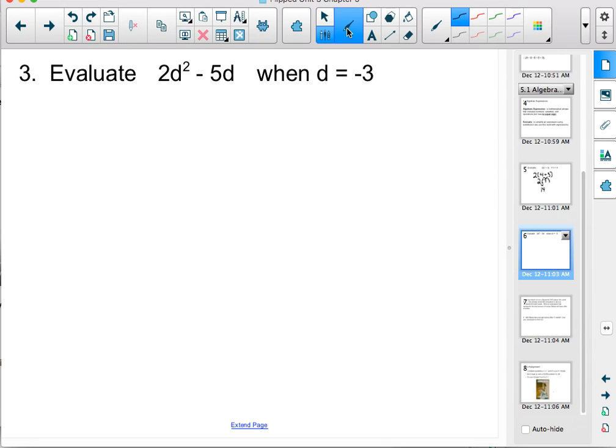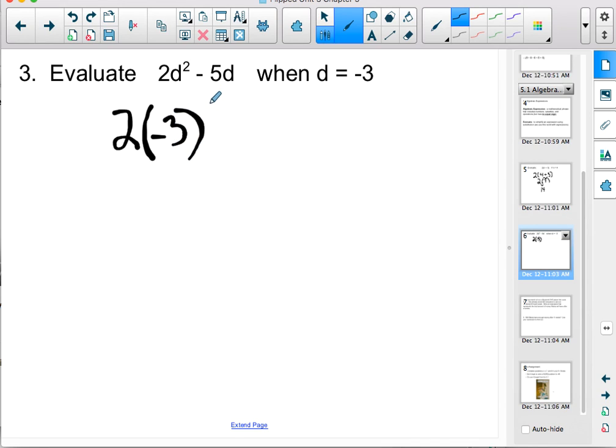So this problem is number 3 from your note packet. It says evaluate 2d squared minus 5d when d equals -3. I'm going to give you a big hint here. I always substitute my negative numbers into my problems inside parentheses. That's just to keep the negative sign safe in it so I don't start thinking that it's a minus sign. So this is going to look like this. 2, now I have to put a -3 in for d. So I put my parentheses, -3.